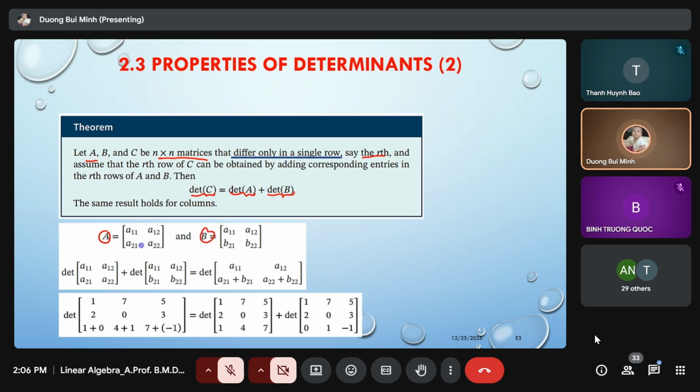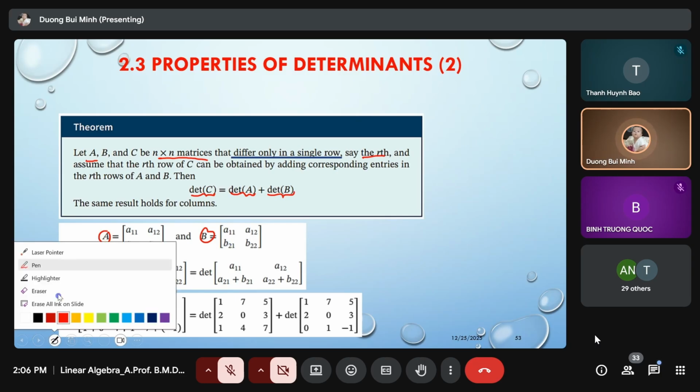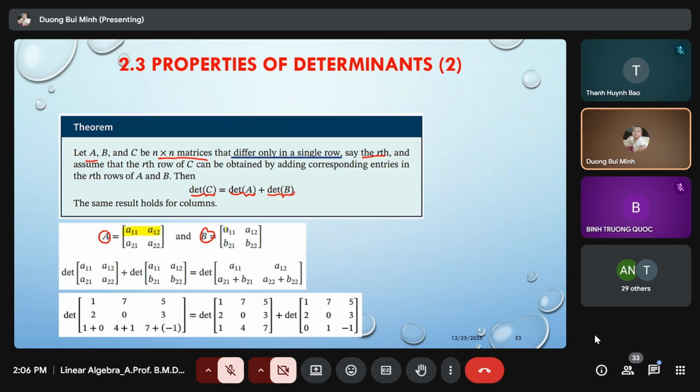For A, we have A11, A12. For B, we have the same A11 and A12. So when we calculate the determinant of A and the determinant of B, we take the sum, and you can get the determinant of C. So here this is C.